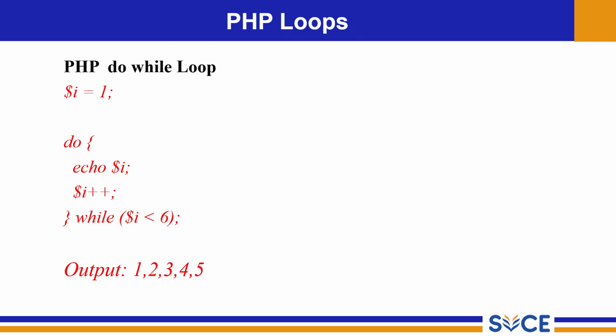Echo $i prints the current value of $i. The output will be displayed each time the loop runs. $i++ increments the value of $i by 1, which ensures the loop eventually ends and prevents infinite looping. While $i < 6 ends the do block and checks if $i is still less than 6. If true, it repeats the loop. If false, it stops the loop. Therefore, the final output will be 1, 2, 3, 4 and 5.